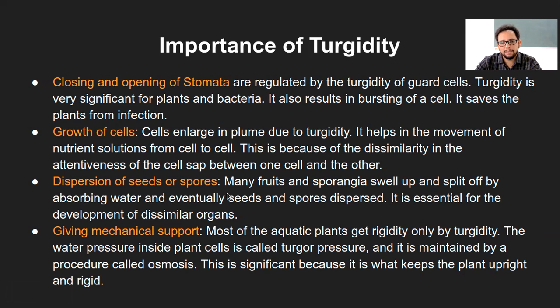Then dispersion of the seed, this also we had looked at. Whenever there is turgor pressure built up inside the fruit or sporangia-like structure, which is a spore containing structure, due to the increased turgidity the sporangia or the fruits will break open, literally split up, and throw away the seeds or the spores, and that way the dispersion happens.